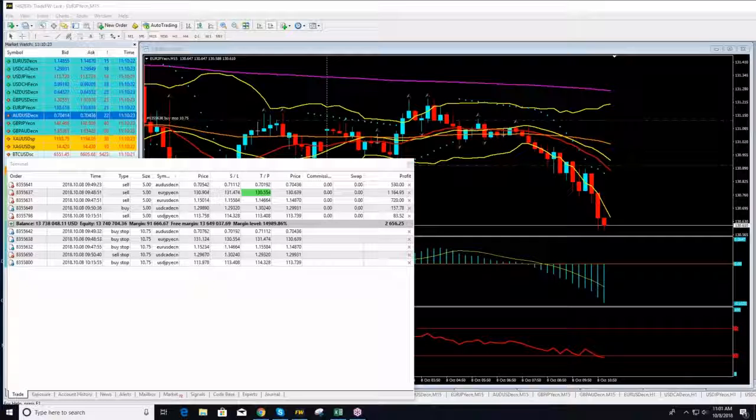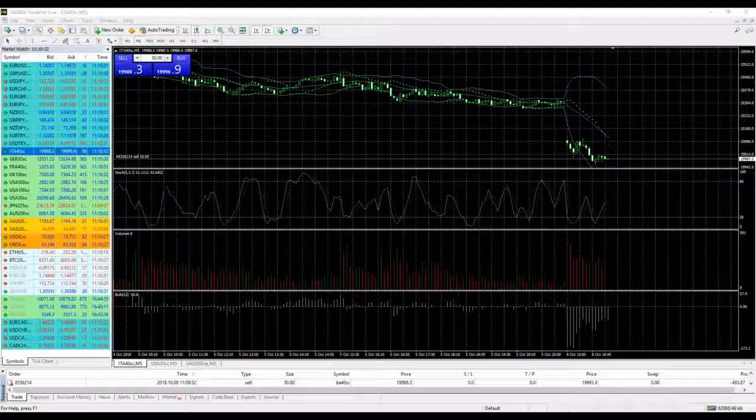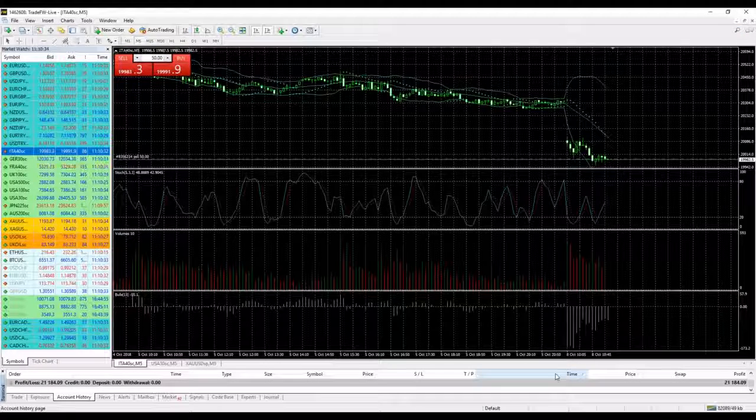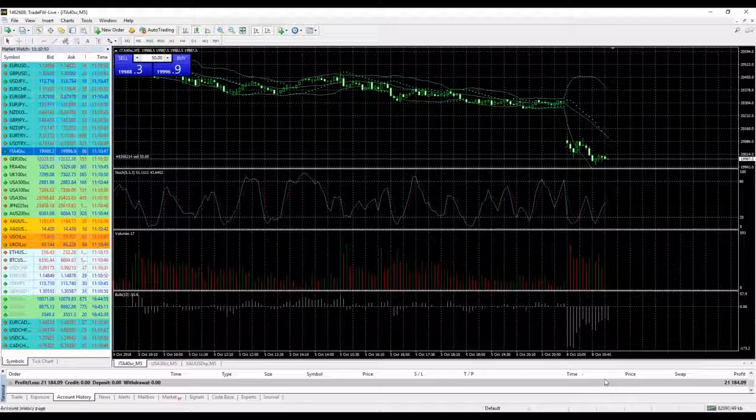We had here on the indices market a nice start, let's say. We had a few trades open from last Friday, and we closed them all, and we are up to $21,000 profit so far. Not bad, guys. These are the trades from Friday afternoon, and we closed them today with $21,000 profit. Nice one.